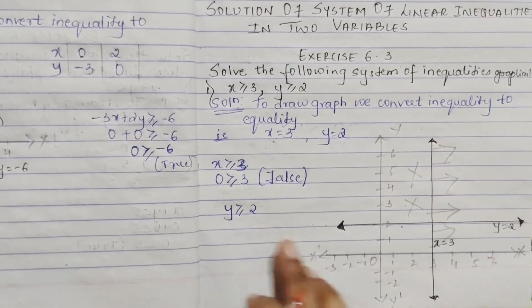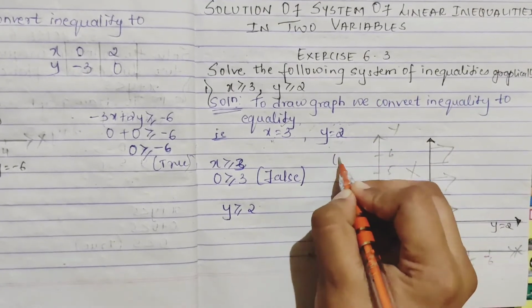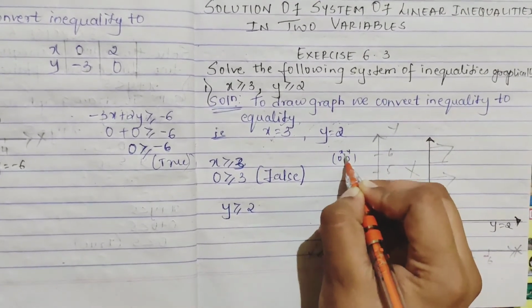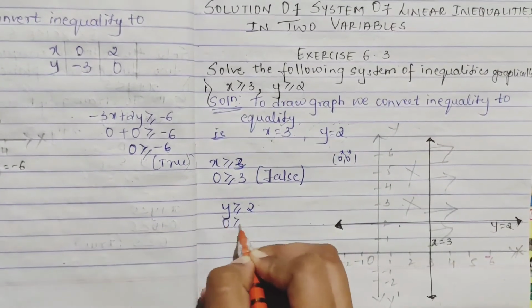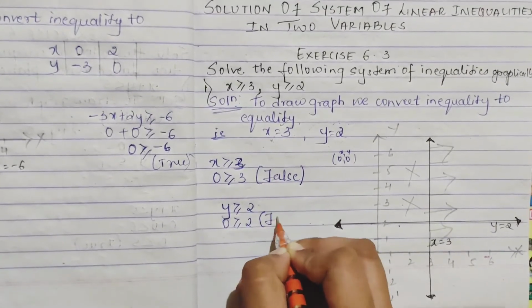I have explained this. Next we'll go for our y greater than or equal to 2. Again we'll check for our origin, right? We are taking 0, 0, means x and y both 0. So 0 greater than or equal to 2. Whether this is true? Obviously no. So this is also false.